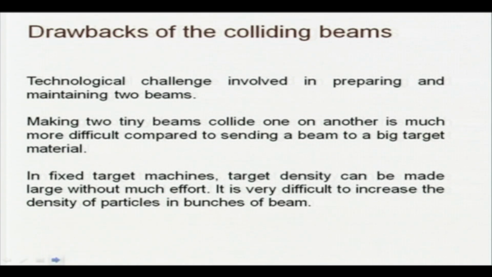So, when you keep colliding particles in a bunch, very closely packed protons, they will suddenly repel each other, and then there will be a defocusing effect as they propagate. Whereas in the case of target particles, you can actually keep a reasonably large target density. These are some of the disadvantages.